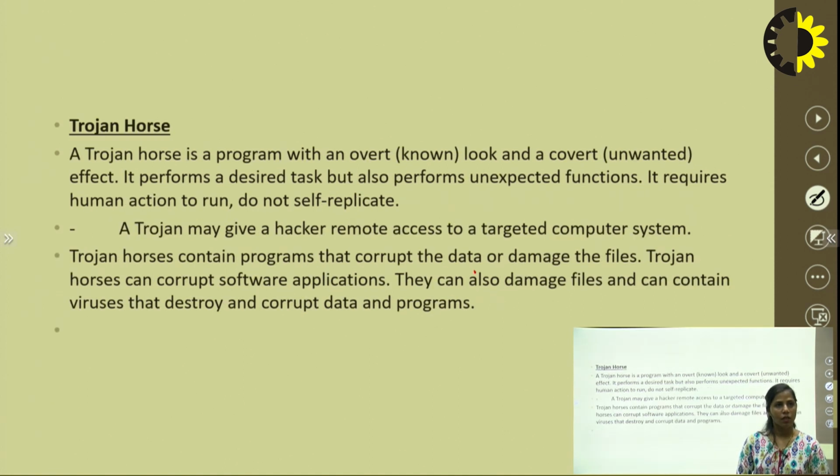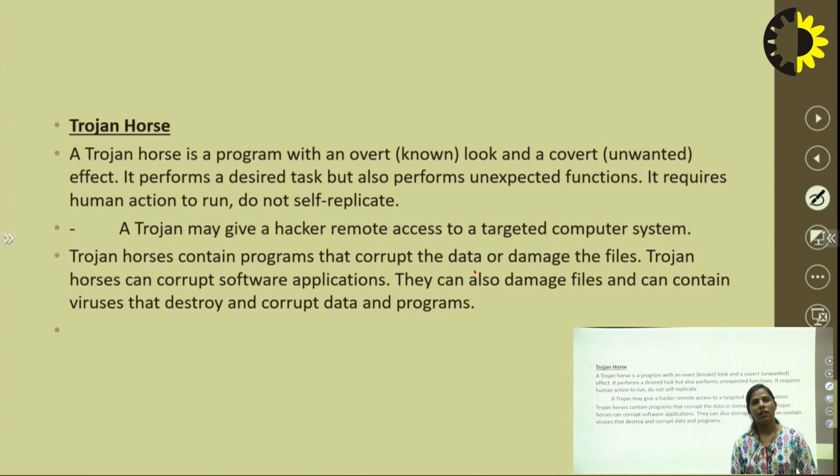Next thing is Trojan horse. A Trojan horse can harm our system and enable remote access. A Trojan horse is a program which has an unwanted effect. It performs the desired task, but also performs unexpected functions, and it does not self-replicate. But a worm is self-replicating and is generated automatically, while a Trojan horse is a program which is transferred from one place to another.